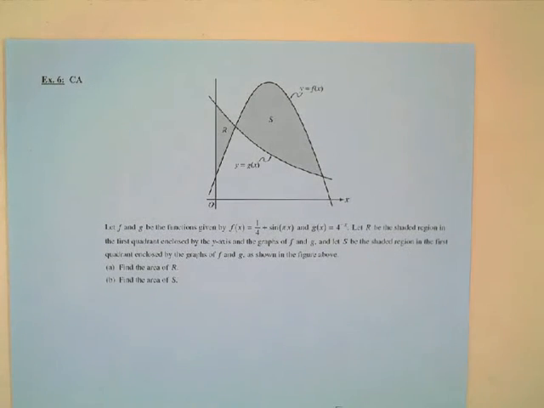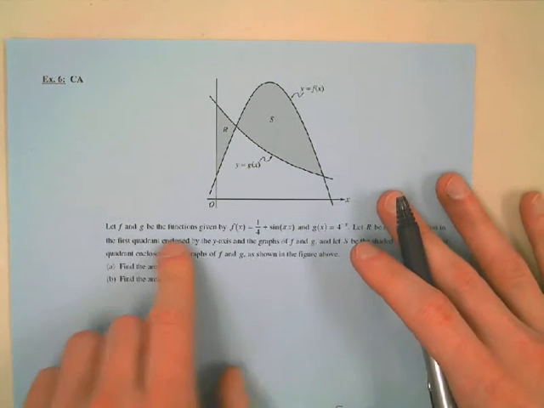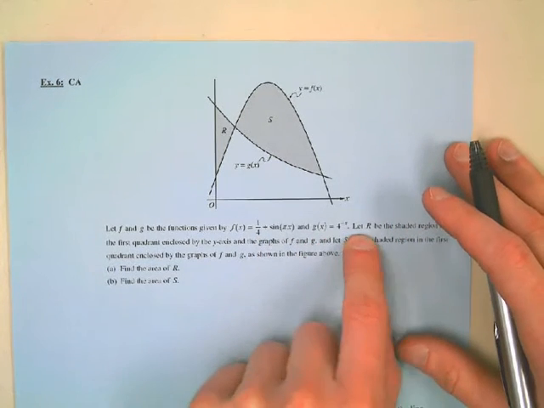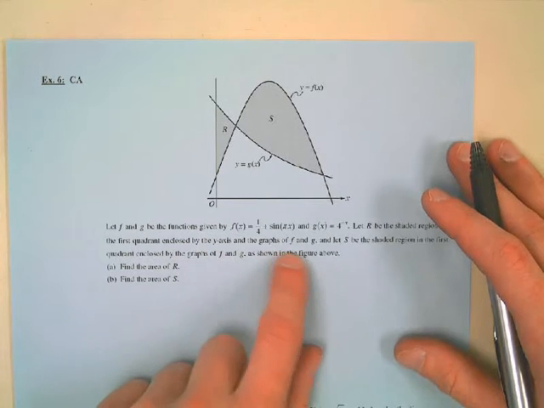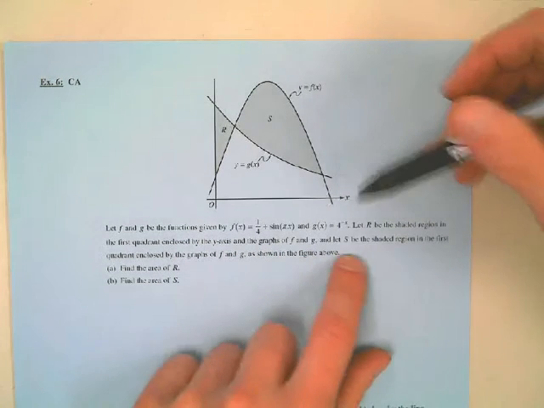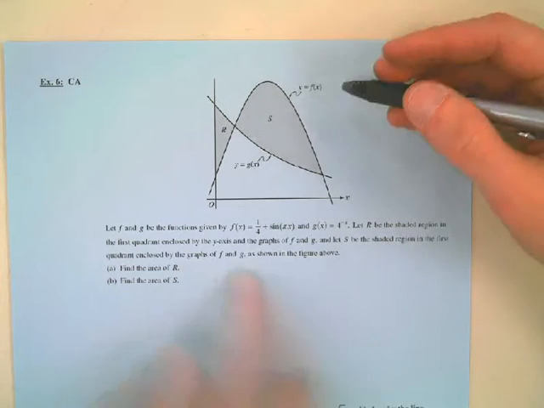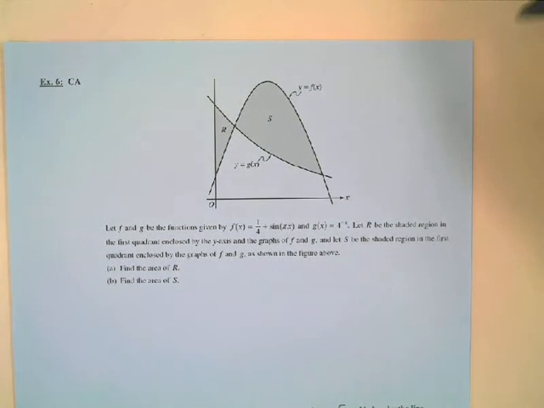So, this question is pulled from a free response question, but adapted, obviously, because all you're being asked to do here is just find the area of two regions. A typical free response question would have a little bit more to it than this, but be that as it may, here we go. Let f and g be the functions given by f of x equals 1/4 plus sine of pi x, and g of x equals 4 to the negative x. Let R be the region in the first quadrant enclosed by the y-axis and the graphs of f and g, so you can see there's R region. And let S be the shaded region in the first quadrant enclosed by the graphs of f and g as well. So there's two different regions there. First thing we are asked to do is to find the area of R.